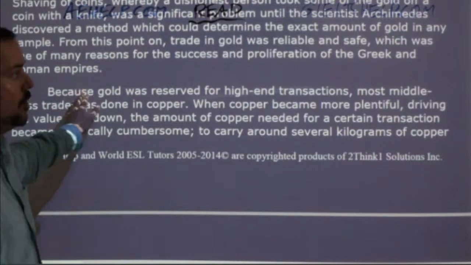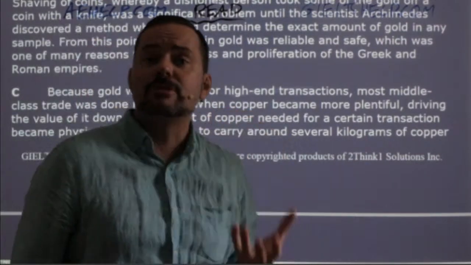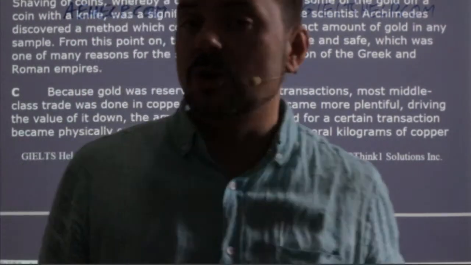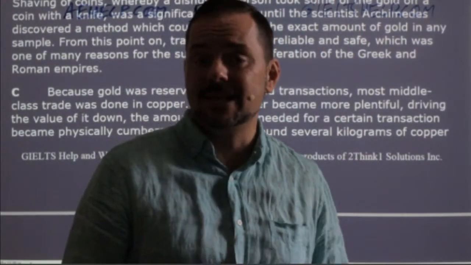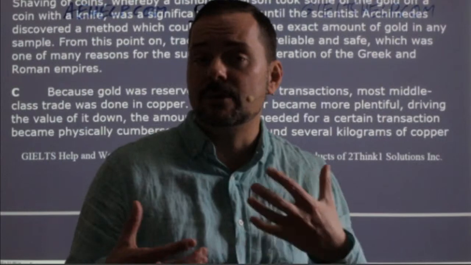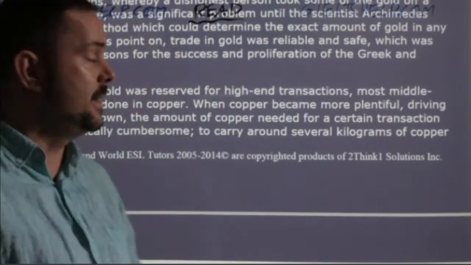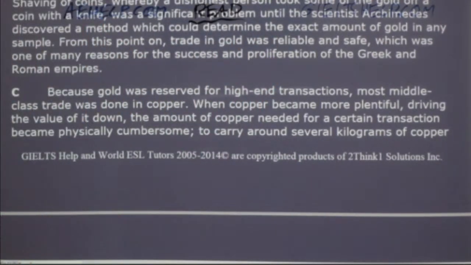Okay, so here we have precious metals, gold, silver, copper, being used as early currencies, and their importance in history to the Romans and how they were standardized. Okay, I'm visualizing all of this in paragraph B. Now, here we go with C.